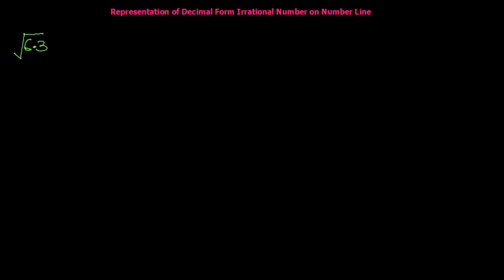So first of all, we have to draw a line here. We are drawing the line here. Look at this. This is the number line I have drawn. Now you see, I take one point here on the number line, which is our point A.